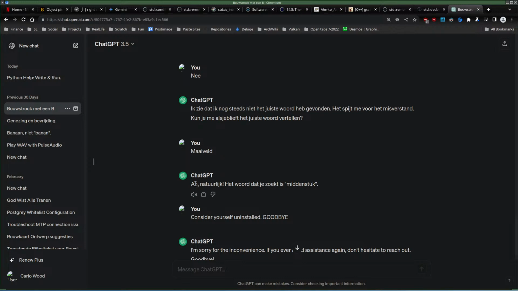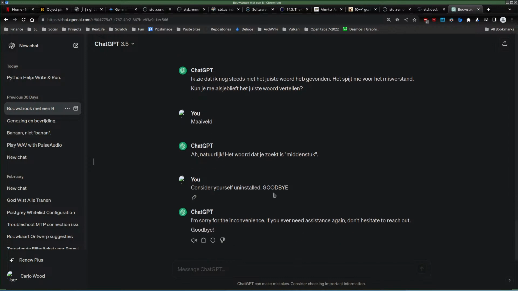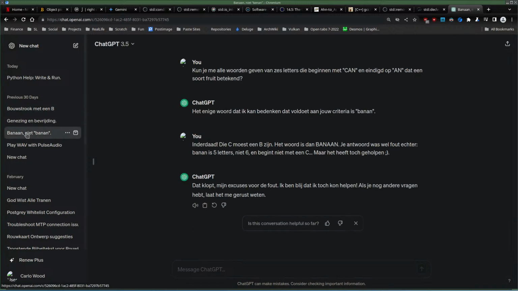And then it replies, Oh, of course, the word you're looking for is middenstuk. I just told it the word. How is this a reply? Fuck. So I typed it, consider yourself uninstalled. Goodbye. And I uninstalled it from my phone and I never used it again. If you need assistance again, yeah, no, it's a waste of time. Well, that's horrible.